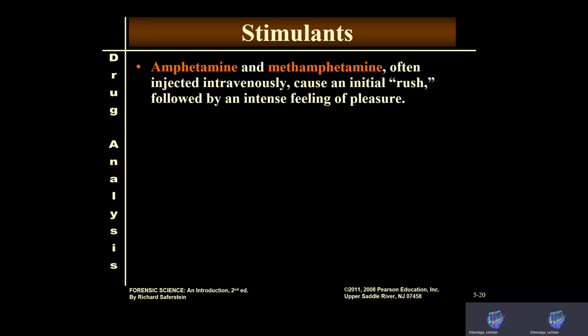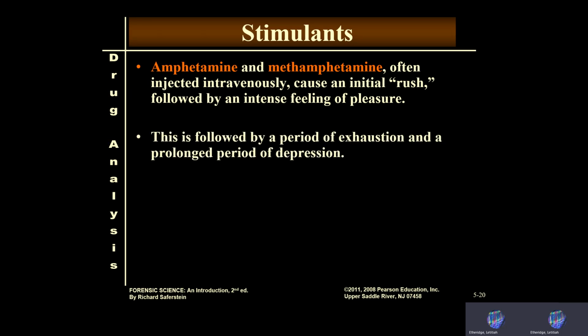There are two different versions of amphetamines. We have amphetamines and we have methamphetamines. They are often injected intravenously, and they usually cause some sort of rush that's followed by an intense feeling of pleasure. But it's also followed by a period of exhaustion, and also there is a prolonged period of depression that comes almost directly after that.